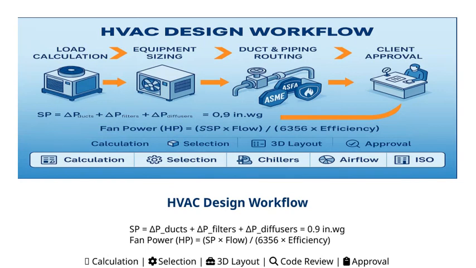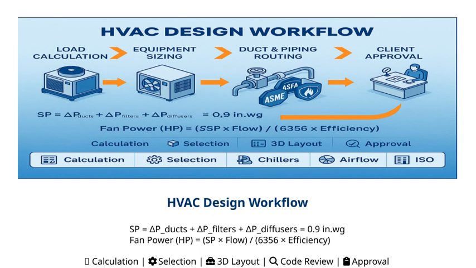Let's walk through the HVAC design workflow. First, we start with understanding the pressure losses in the system, which are represented by delta P ducts, delta P filters, and delta P diffusers. When you add these up, they should balance out to 0, meaning the total pressure drop, or SB, is about 0.9 inches of water gauge.